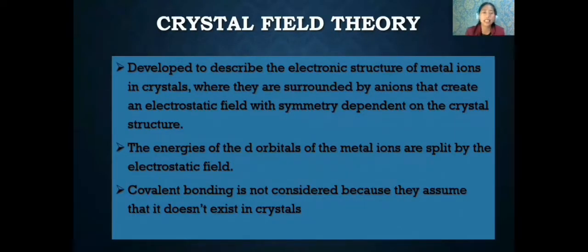So first we discuss crystal field theory. This was developed to describe the electronic structure of metal ions in crystals, where they are surrounded by anions that create an electrostatic field with symmetry dependent on the crystal structure. The energy of the d orbitals of the metal ions is split by the electrostatic field. Covalent bonding is not considered because they assume that it doesn't exist in crystals. Their notion is that ionic bonding is prevalent in these crystals.